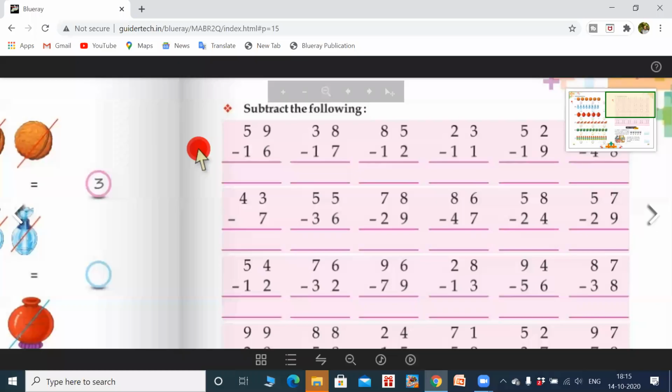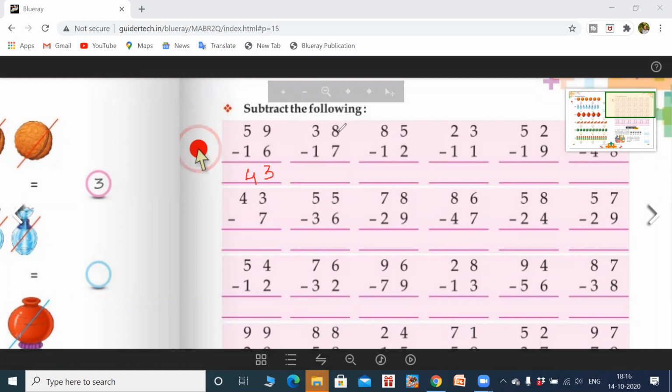Vertical subtraction we have to do over here. The first question is 9 minus 6. So 9 minus 6, that is 3, and 5 minus 1, that is 4. So the answer is 43.